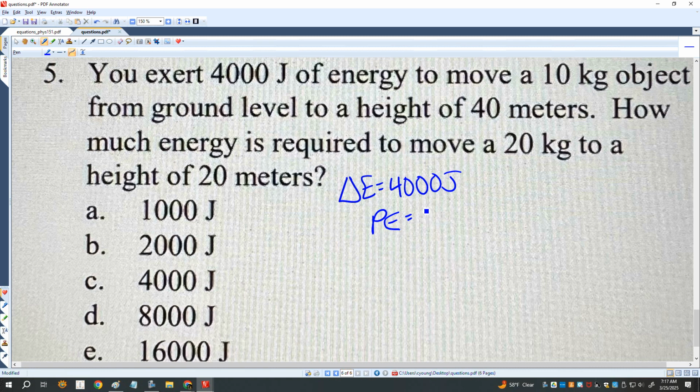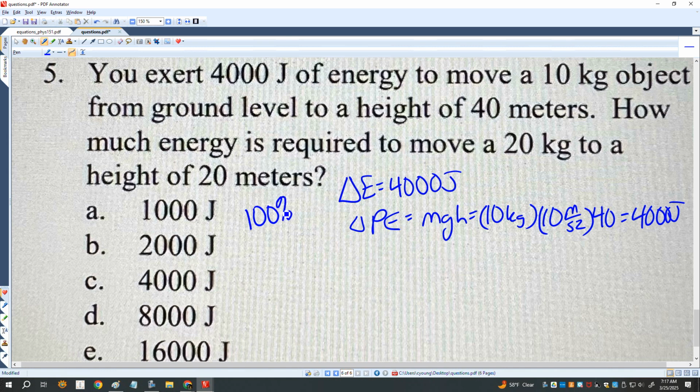Let's calculate the change in potential energy for this object. It is m times g times h. That's 10 kilograms times 10 meters per second squared, that's g, times h, which is 40. That's 10 times 100, that's 4,000. Okay, no, this isn't that difficult. So that means that I have 100% efficiency. That means I'm putting in 4,000 joules of energy in order to change the energy by 4,000 joules. So I have 100% efficiency. That means I'm putting in an amount of energy and I'm getting out that same amount of energy.